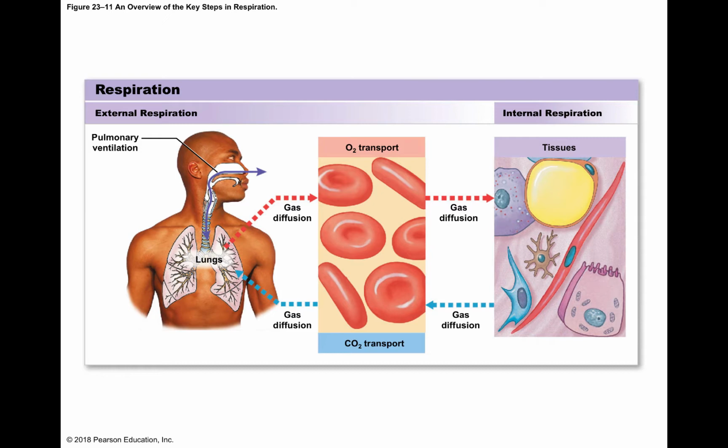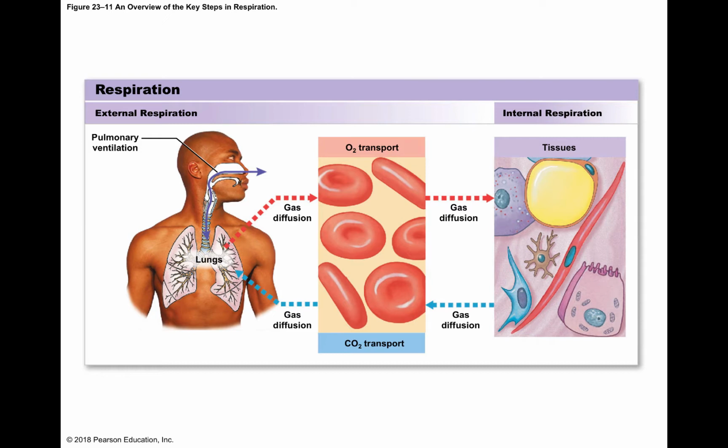At the alveoli, oxygen moves into the blood, okay? And then this blood gets delivered through the arteries to the tissues, and at the tissues, oxygen is going to diffuse into the tissues, okay? That way the cells can use the oxygen. Then the cells are going to produce carbon dioxide as a waste product.